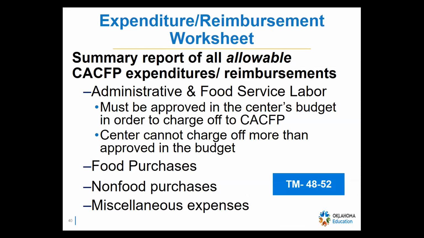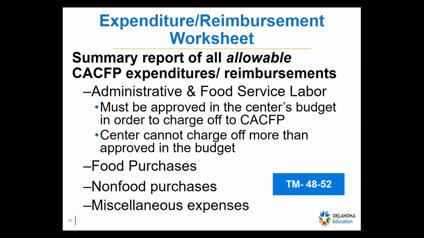It's buying the food. It's filling out our paperwork. It's not the teacher who's doing the enrichment program. It's only CACFP approved expenses. It must be in your budget in order to charge that off. So if you're telling us that you have 3 people that are helping you with food service labor, they're helping you get the meals prepared, and then you put on your CACFP expenditure worksheet 7 people, well, you only have 3 approved. You can't go over that.